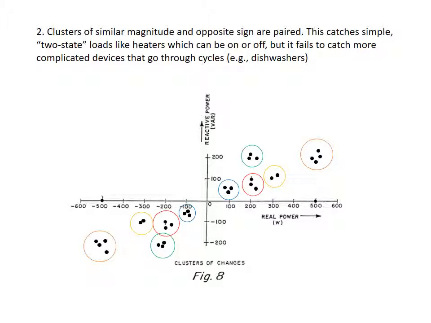The orange circle is any time that a device with real power of 500 watts and reactive power of 200 watts is being turned on. And in the bottom left quadrant, the same dots in the orange circle are now associated with a drop in real power of 500 and a drop of reactive power of 200, and that's that same device being turned off.